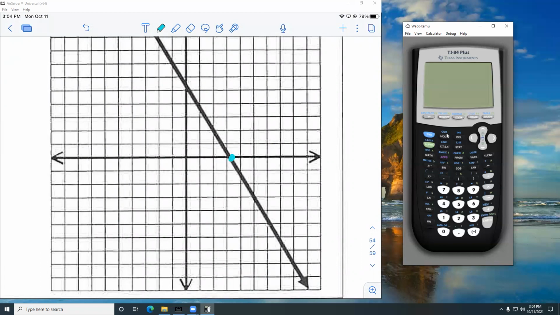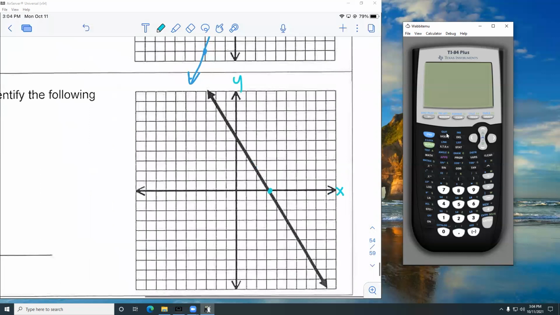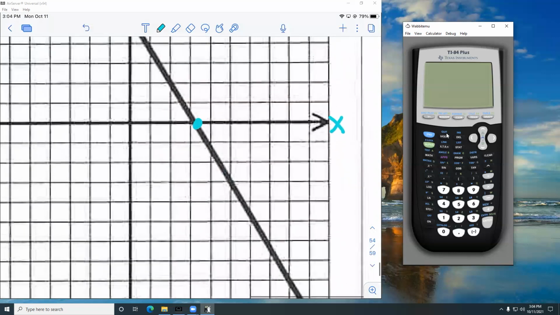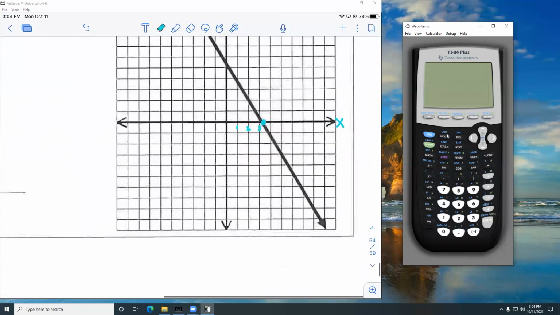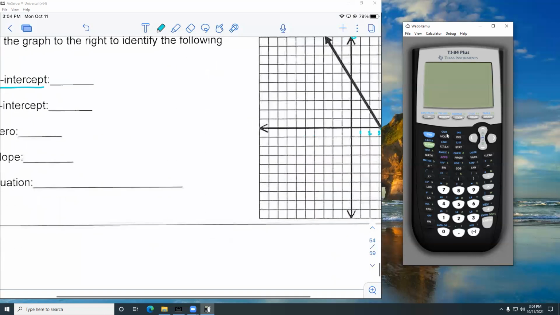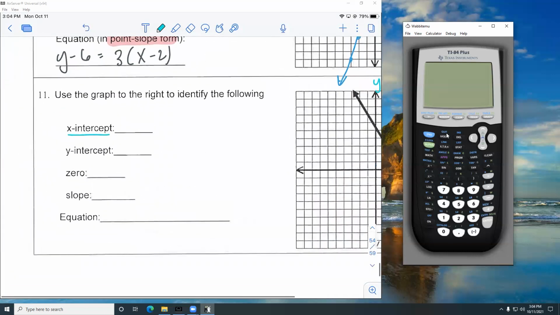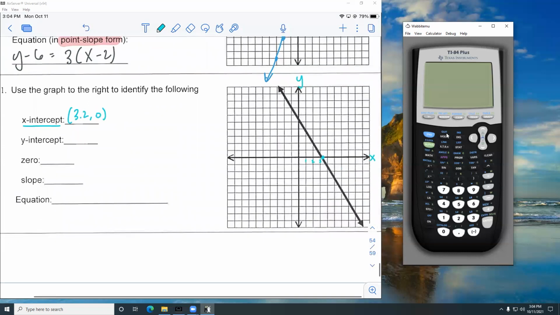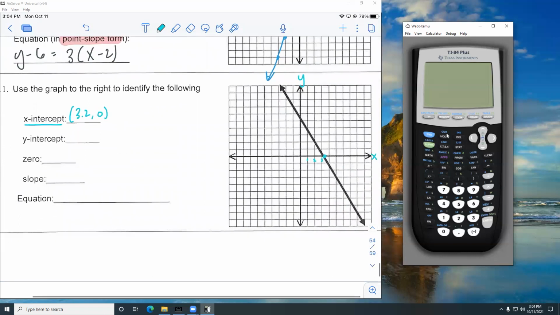So I'm going to count over because this is my x. X is side to side. Y is up and down. So I count over 1, 2, 3. It looks like about 3.2. So that's what I'm going to say: 3.2 is my x-intercept, right? Do we agree? It's a little bit off. Okay. So since I know my x-intercept, it means I also know my point. In this case, my point is just that x value, 3.2.